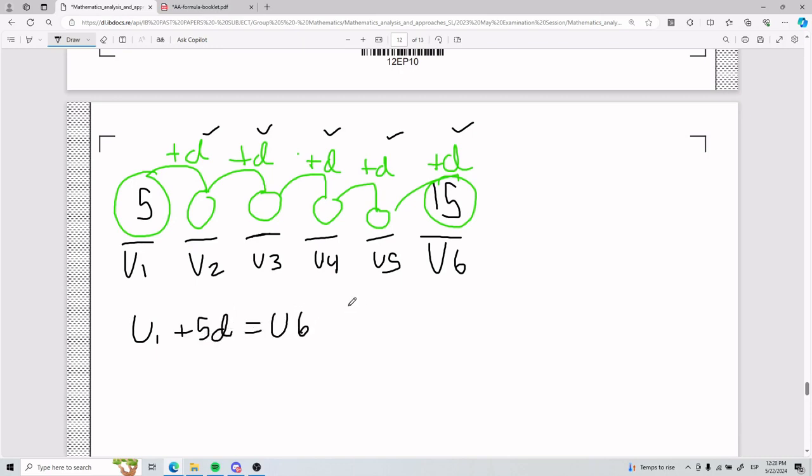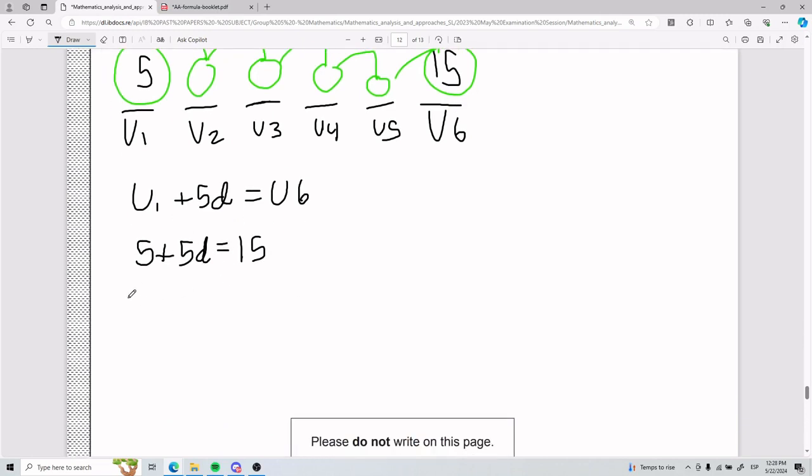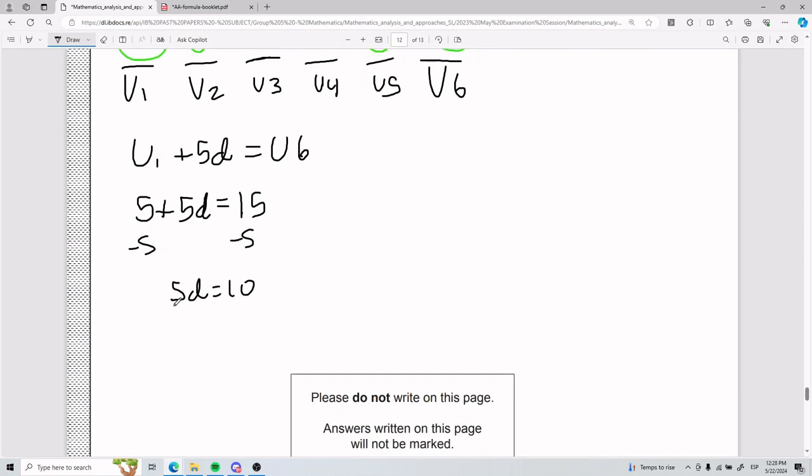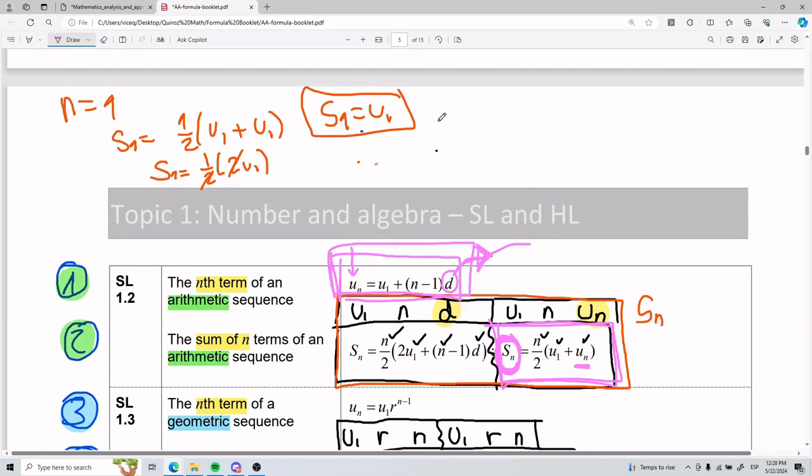Pretty logical, right? And so if you plug in the values, you have that 5 for u1 plus 5d has to equal u6, which is 15. So get d alone, right? Minus 5 to both sides. So 5d equals 10. Divide by 5, divide by 5. d equals 2. And so now that you know that d equals 2, you can plug it in over here, right? And so un has to equal u1, which we know is 5, plus n minus 1 times 2. We know that d is 2, right?